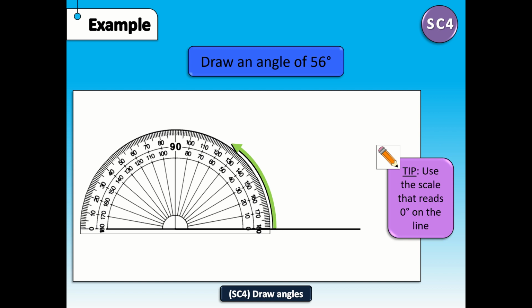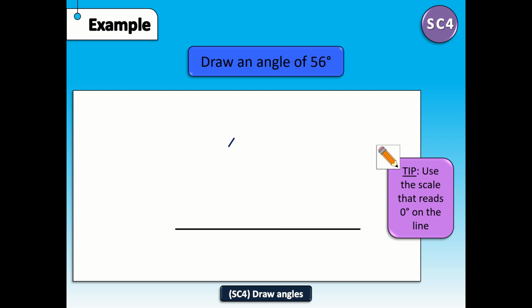So remember, this is going to be an acute angle, so just remember what an acute angle looks like. So there's 56 degrees there. We then remove our protractor and we draw a line joining up our mark with the end of the line. So that's our 56 degree angle.